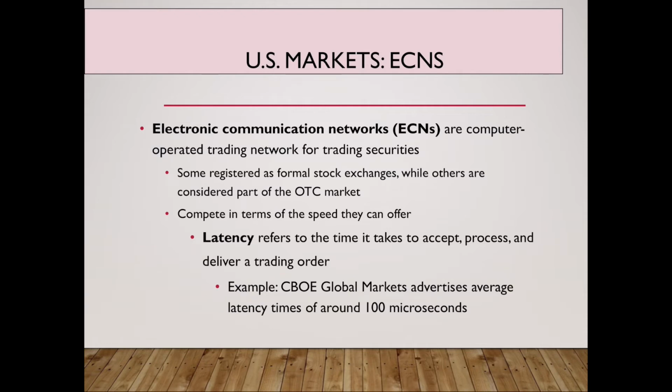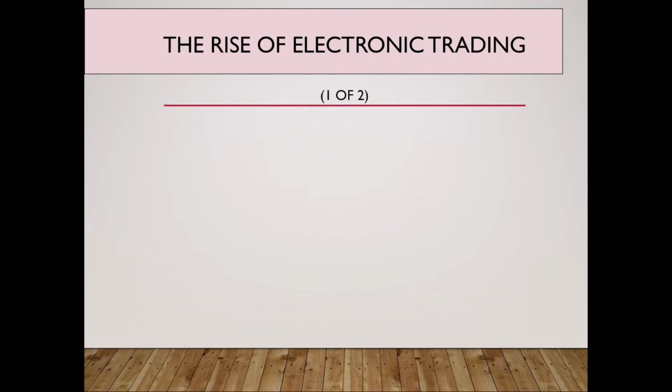So for example, the CBOE Global Markets, which owns BATS, an electronic communication network, advertises an average latency time of around 100 microseconds. So it can accept, process, and deliver an order in around 100 microseconds. Think of how fast that is. So let's go into a little bit of a discussion of the rise of ECNs.